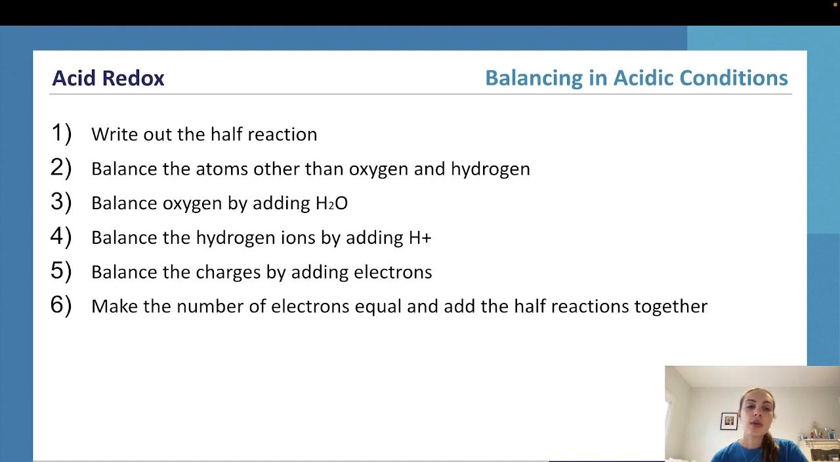The final thing you want to do is make sure that the number of electrons are equal, and then once you've done that, you can add the half reactions together. So that's that process where you get all of the reactants, put them on one side, and then take all of the products and put them on one side.